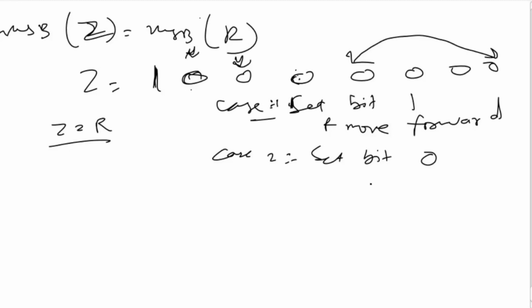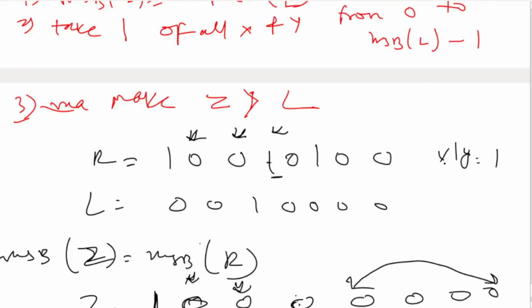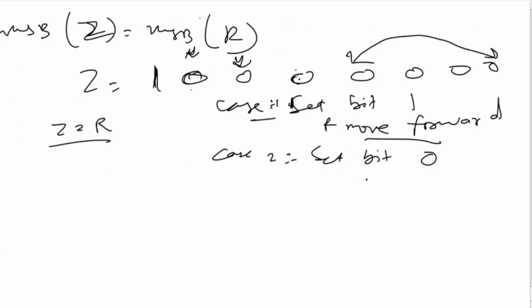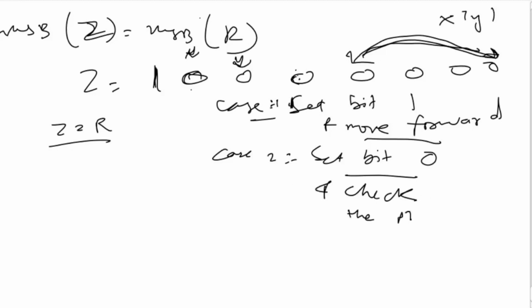So we have two cases: set a bit to 1 and move forward, don't do anything, and we have to do this only if x or y equals 1. Or set the bit to 0, then set all these bits to 1, set all these bits to x or y, we'll take x or y. Okay, and then check the product, and if it is greater than our current product, then we'll change our Z to this, and then we'll move forward.